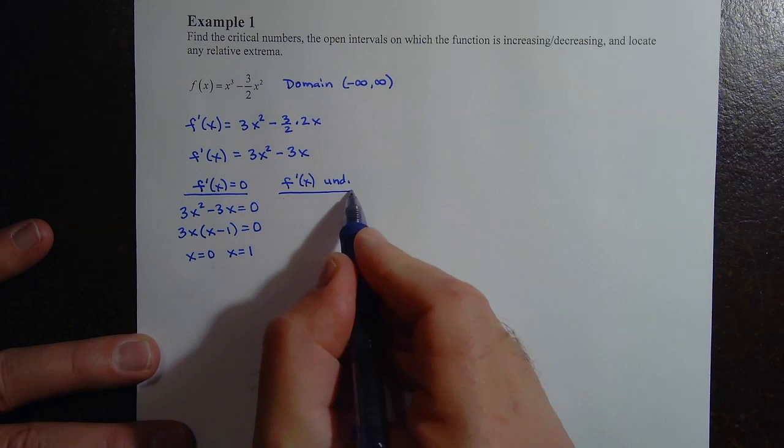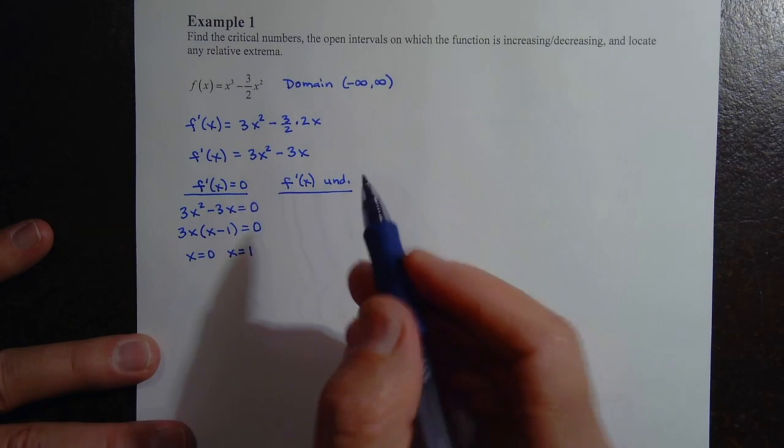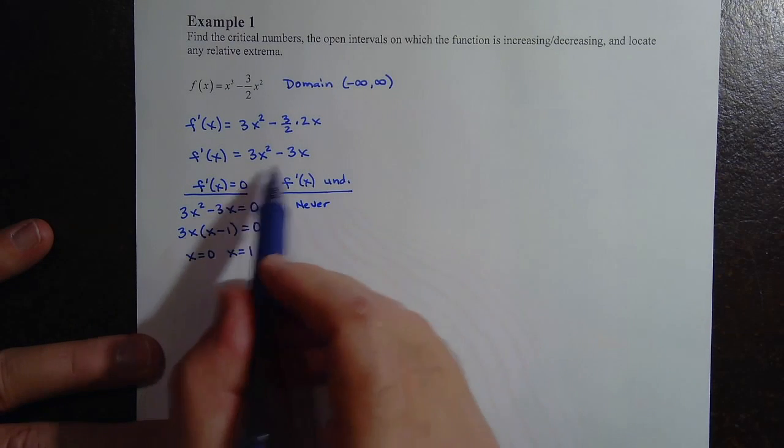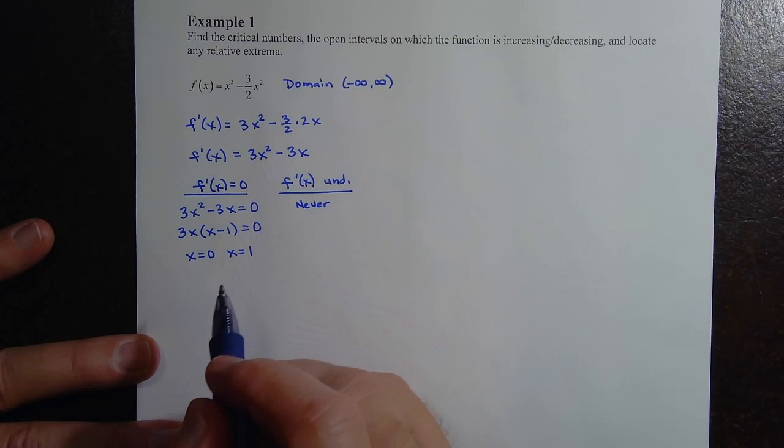Where is f prime of x undefined? Well, in this case, since this is a polynomial, polynomials are always defined. So it's never going to be not defined. The first derivative, that's a parabola, right? Because the highest power is 2, okay?